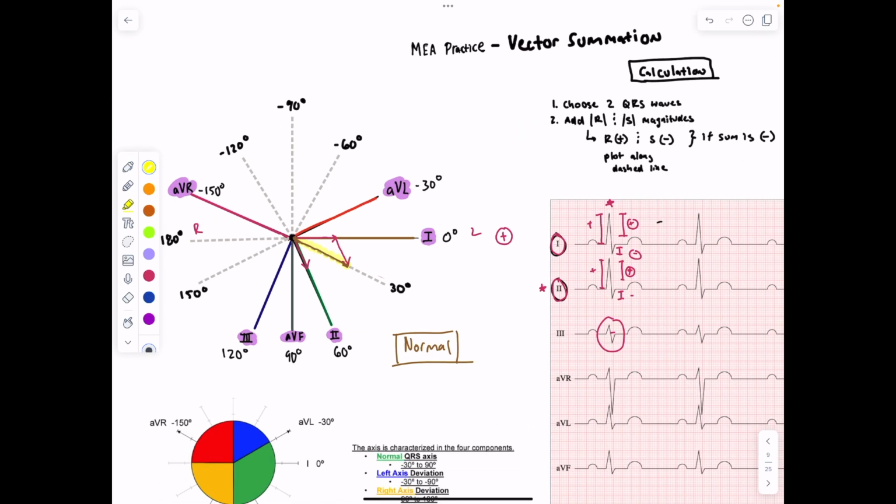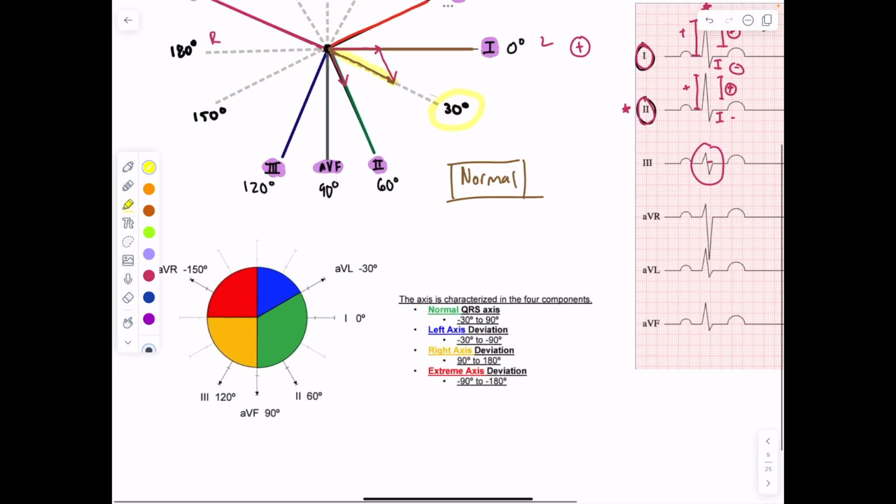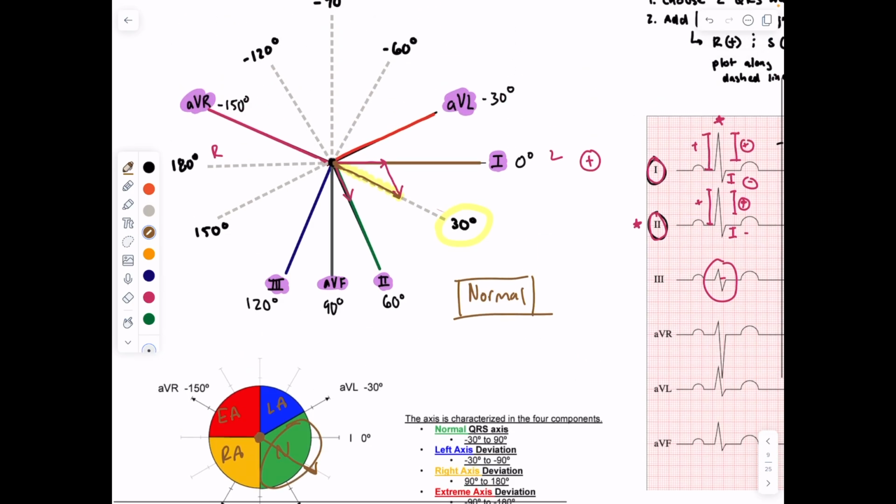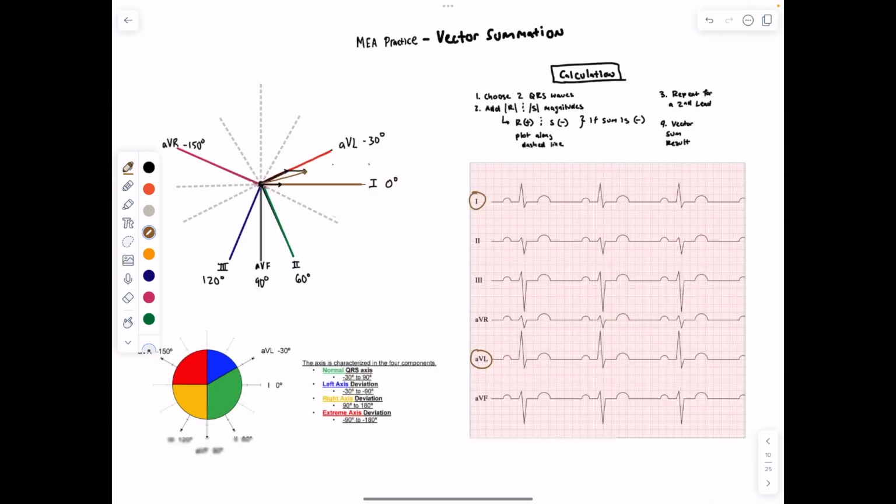All right, so that's pointing towards 30 degrees, and it just so happens that the axis is characterized into 4 compartments. This is normal, this is left axis deviation, this is right axis deviation, and then this is extreme axis deviation, right? We should have electrical impulse coming from right atrium to approximately the left ventricle overall, which would be right this quadrant. And so that tells us that overall this guy's normal. Cool. All right, let's do another one.